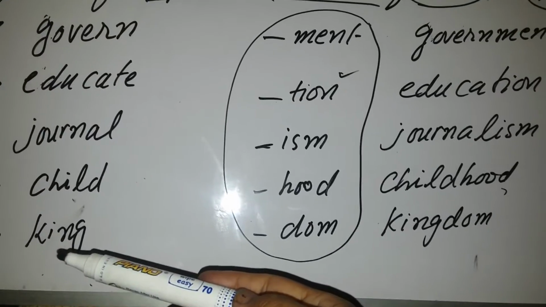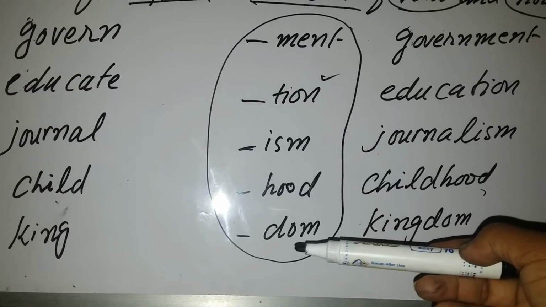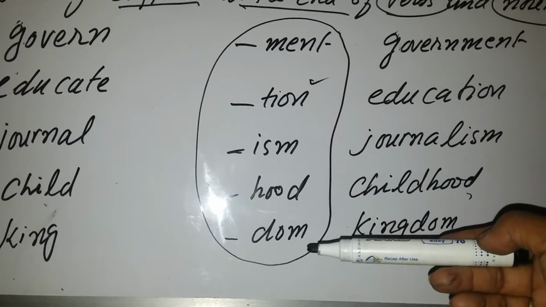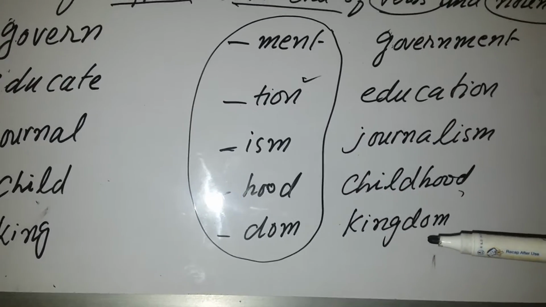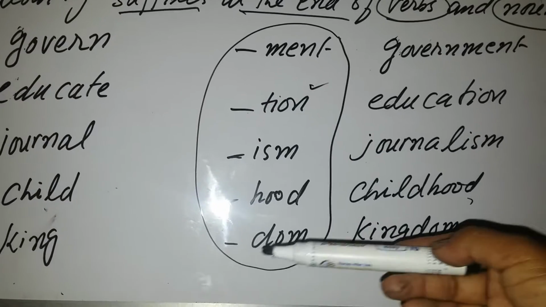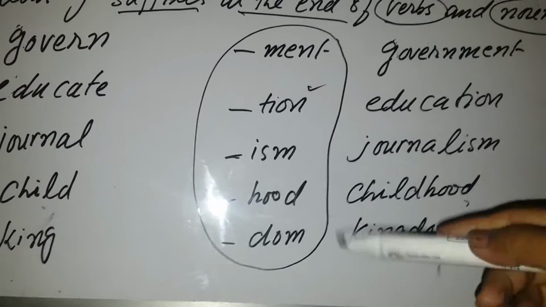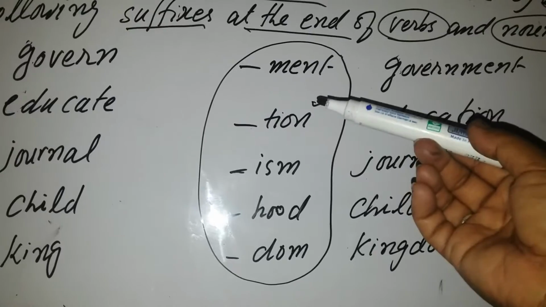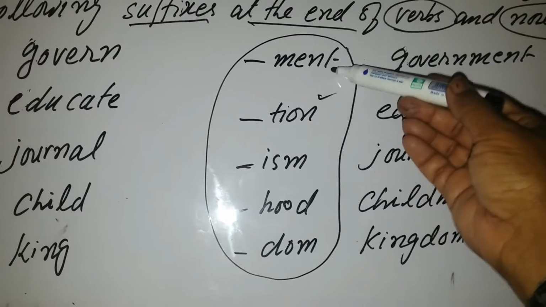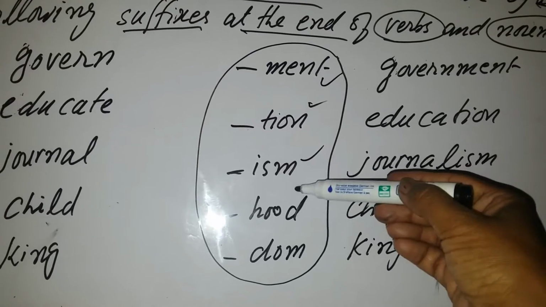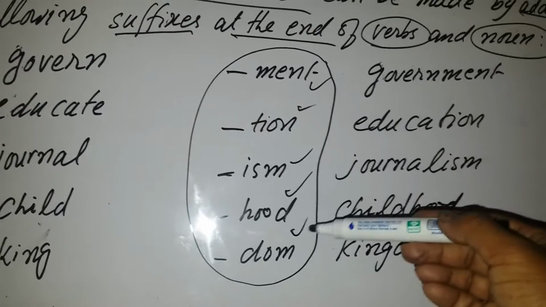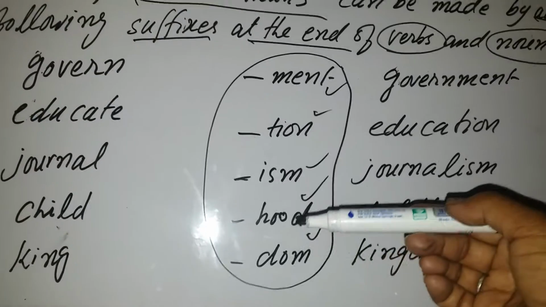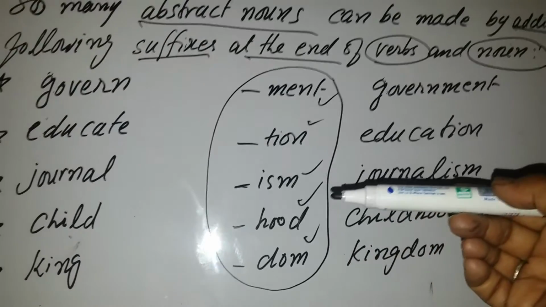And look at the last word, king, and there is written the suffix dom, and it has become kingdom. Now king is a noun and we have put the suffix dom after it and it has become kingdom, which is an abstract noun. So all those words which end with dom will be called abstract nouns, for example boredom, etc. So always remember these five suffixes: ment, tion, ism, hood and dom. If any word ends with these suffixes, you should know that these are all abstract nouns.